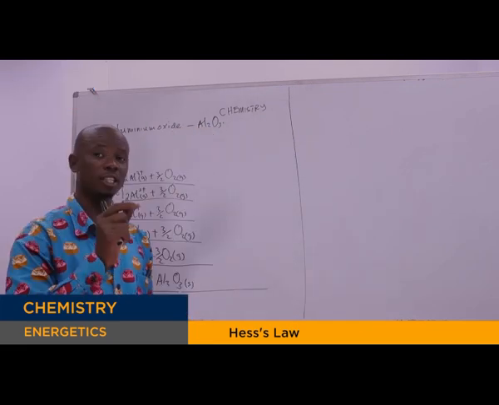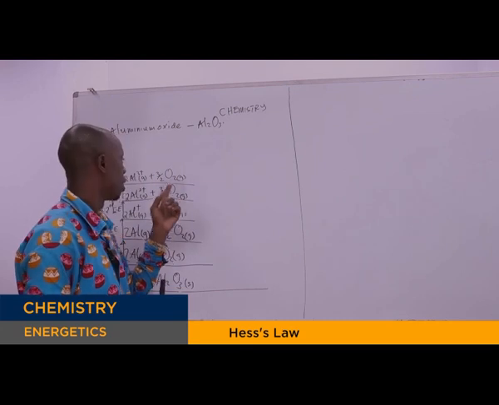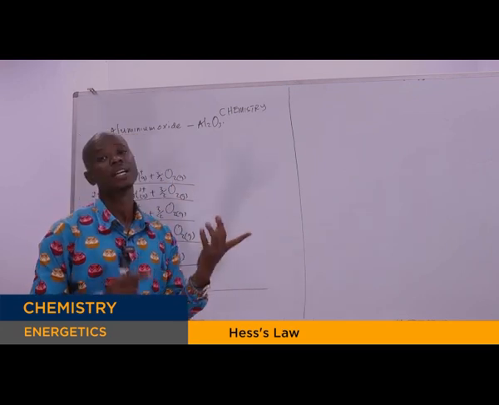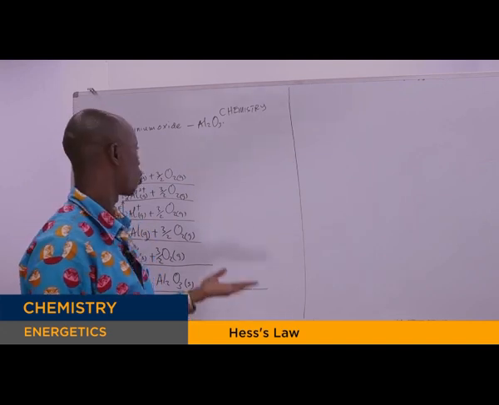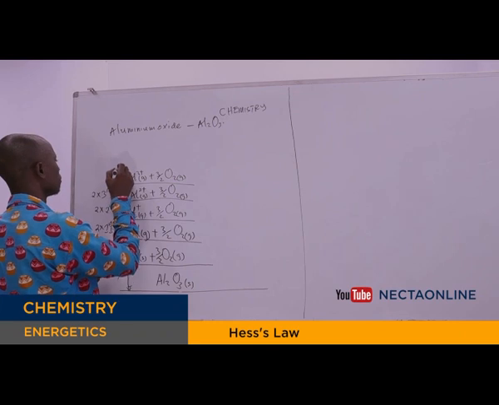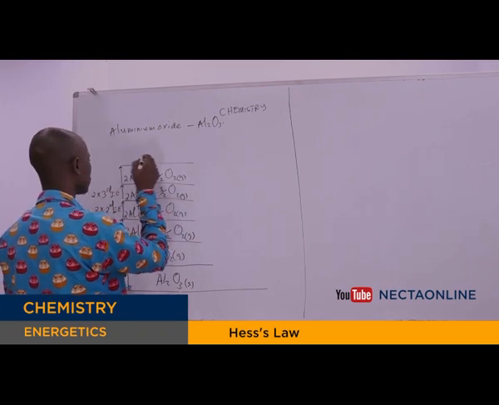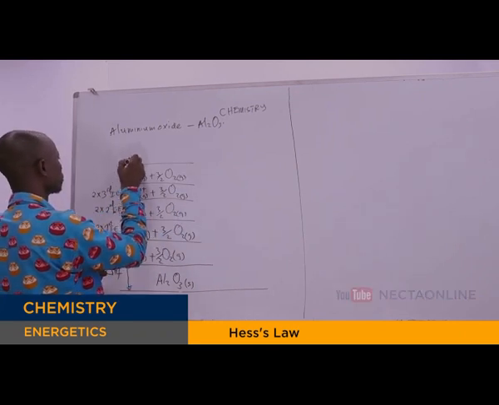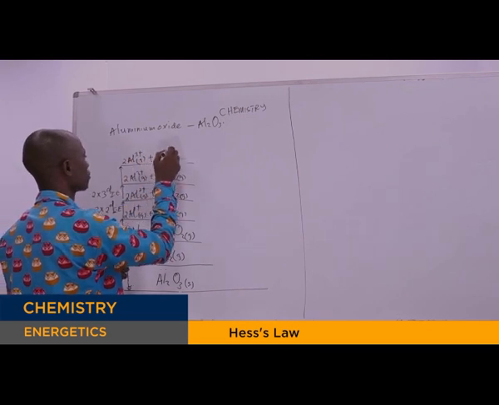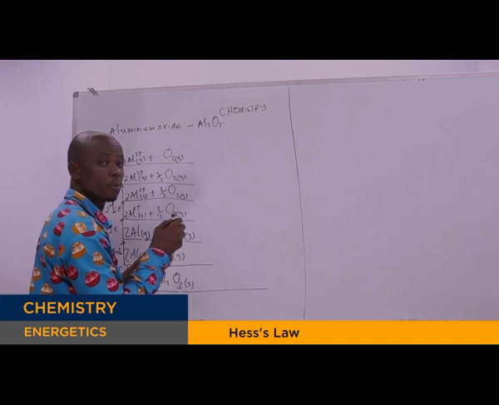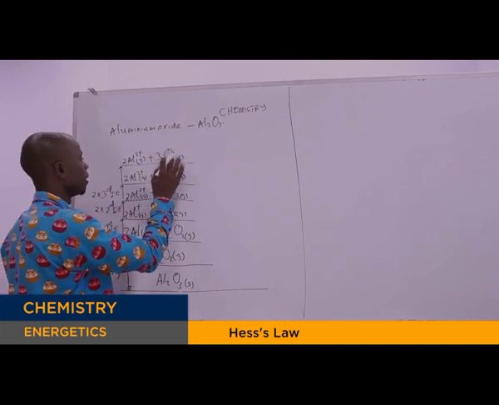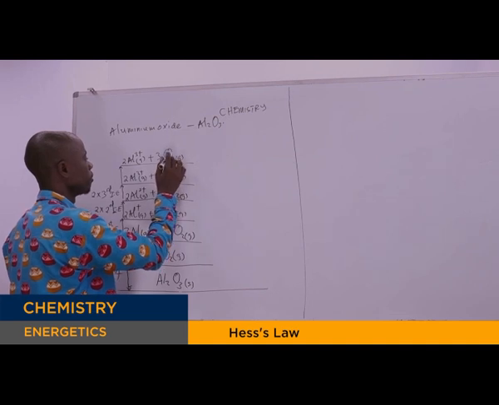The conversion of a molecule into gaseous atoms is atomization. So we atomize oxygen gas. Now remember, these 2 will cancel. 2 and 2 will cancel, so you're going to remain with 3 there.